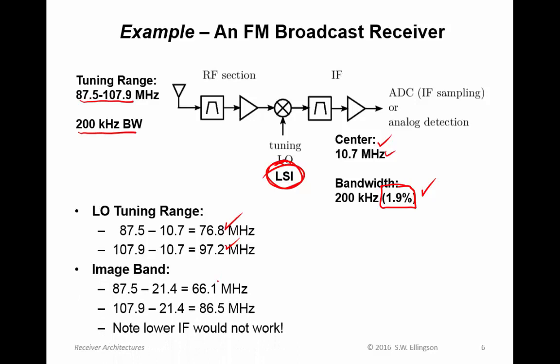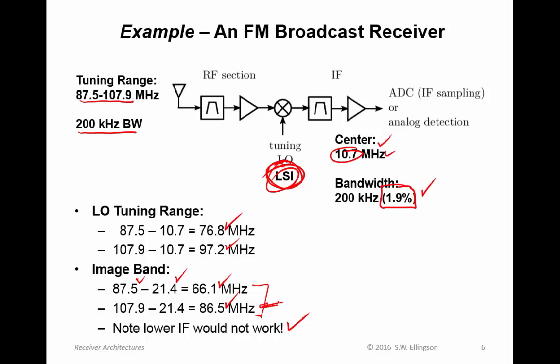The image band goes from 66.1 to 86.5 megahertz. Those are determined in the usual way, that is RF minus twice the LO frequency, that is for low side injection. Now note, from here we can see why 10.7 is about the lowest IF that we can imagine using for an FM broadcast receiver, at least for a single conversion superhet. And that's because if we made the IF lower than 10.7 megahertz, this would creep up and eventually intersect the RF band, which would make it impossible to separate the image band and the RF frequencies.